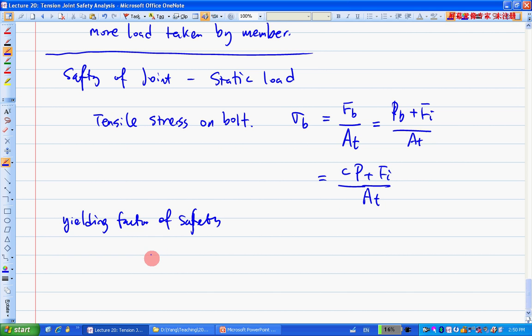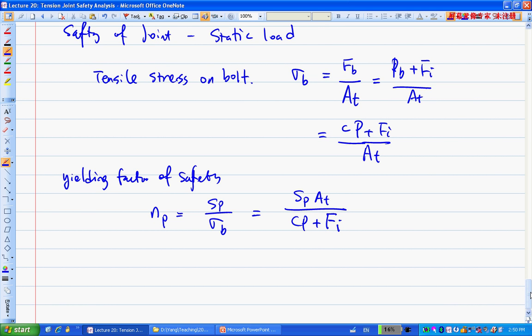So we define that as NP equal to SP over sigma B. So SP divided by this guy here, so that gives us SP over (AT over CP plus FI). Okay, so that's the safety factor guarding against the bolt yielding.